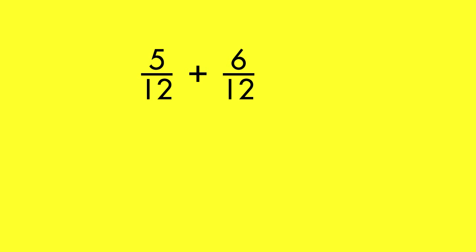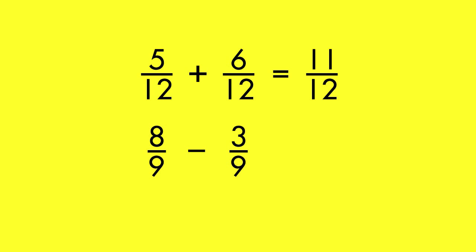To add fractions with the same denominator, find the sum of the numerators. The denominator stays the same. To subtract fractions with the same denominator, find the difference of the numerators. The denominator stays the same.